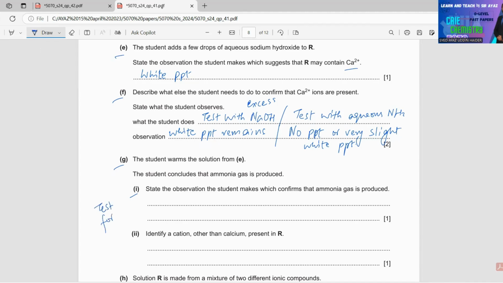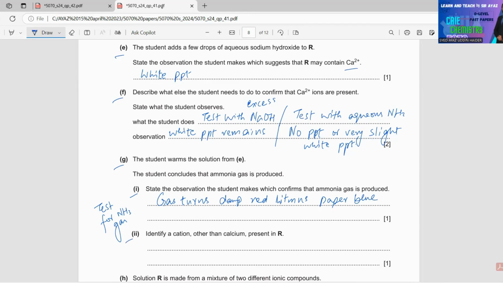Test for NH3 gas. So gas turns damp or moist red litmus paper blue.